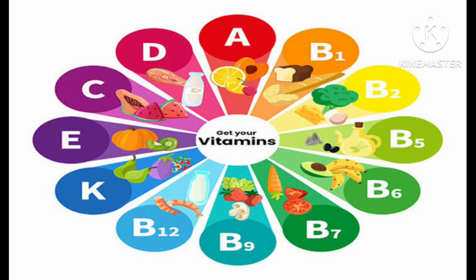Water soluble vitamins must be supplied regularly in diet because they are readily excreted in urine and cannot be stored in our body. Here you remember, they must be supplied regularly in diet. Why? Because they are readily excreted, going outside in urine, and cannot be stored in our body.